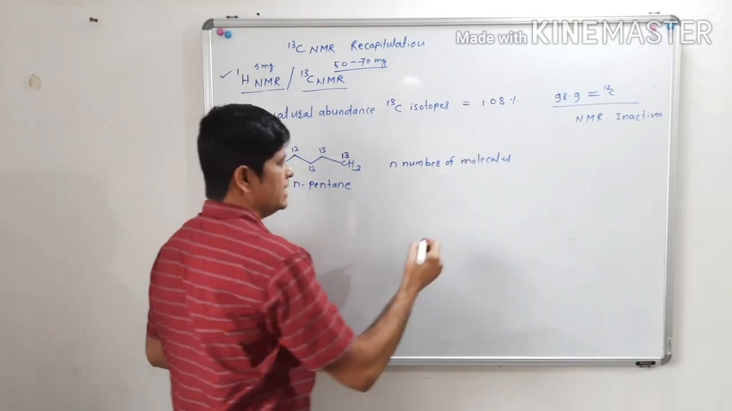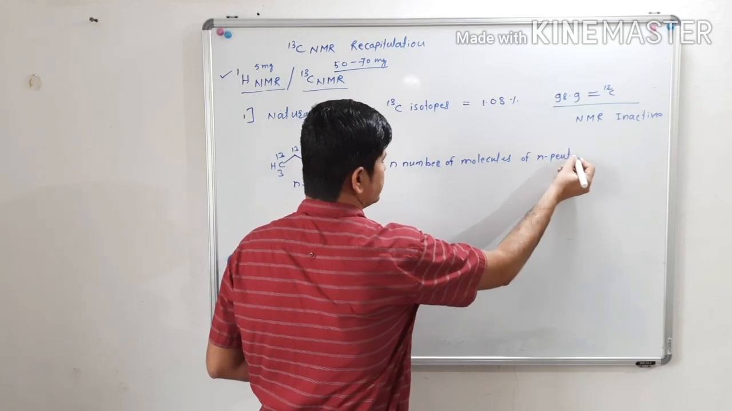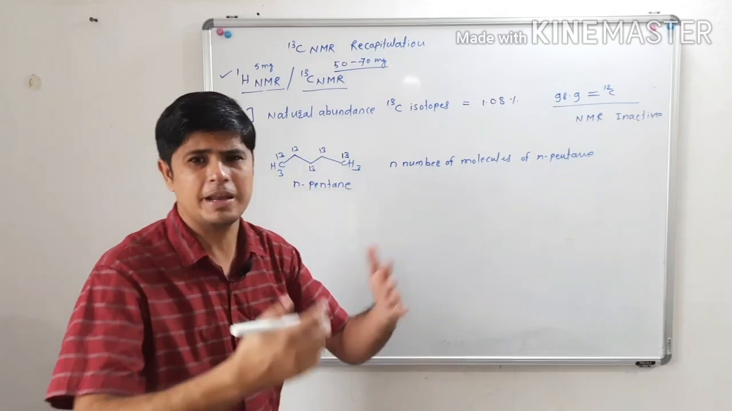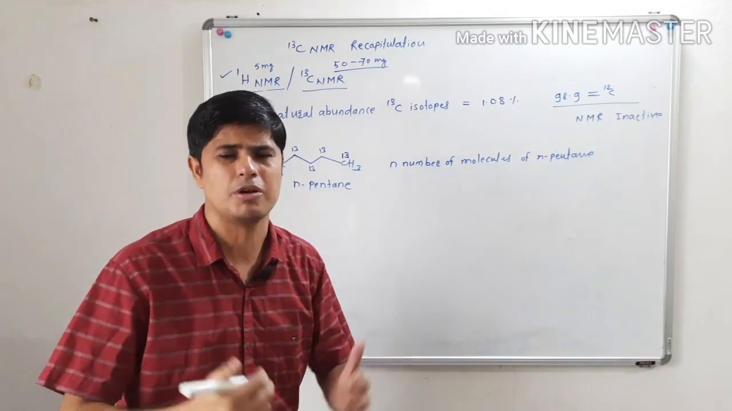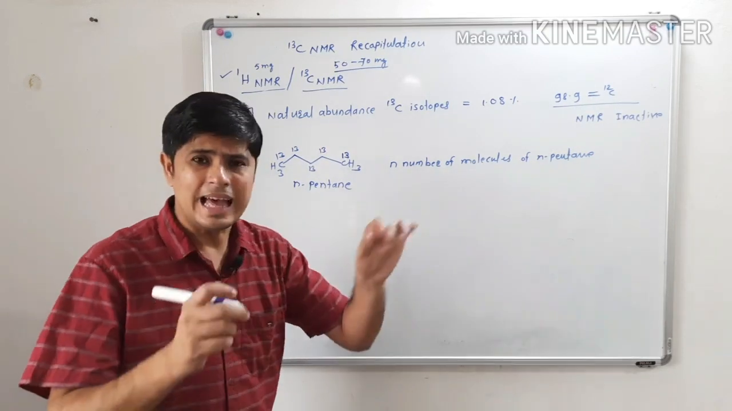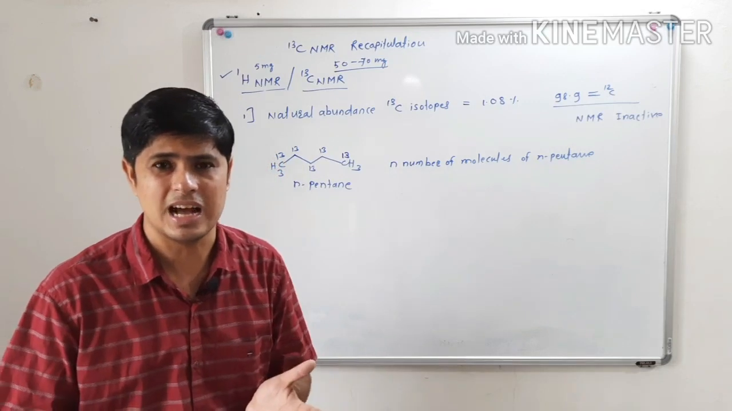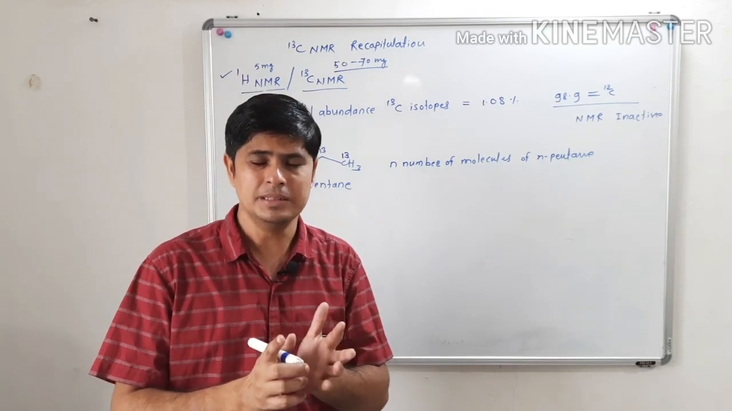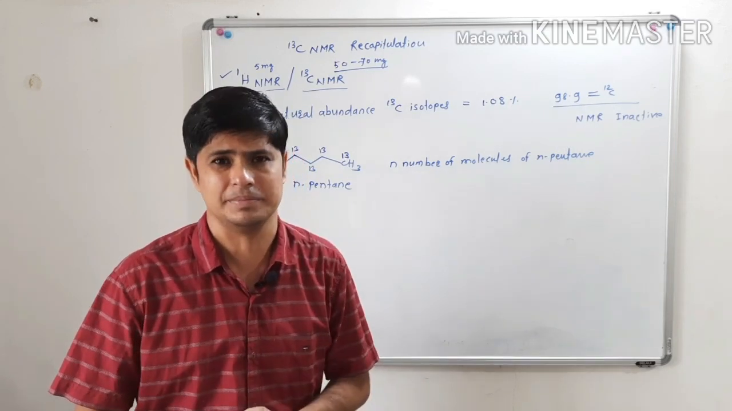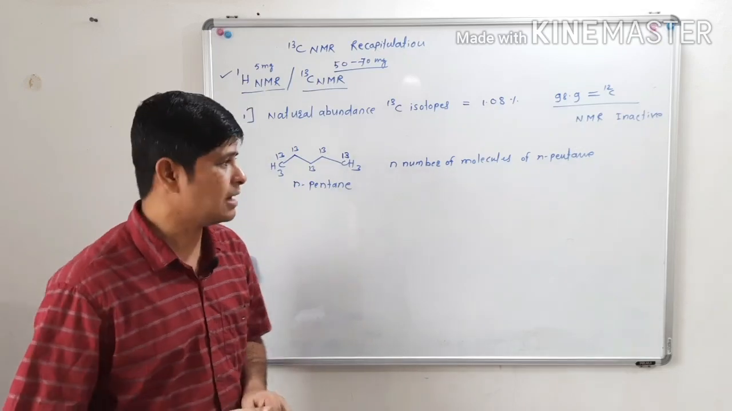Then there will be a very large number of molecules of n-pentane, isn't it? So there will be a chance that one carbon in one molecule can become a carbon-13.